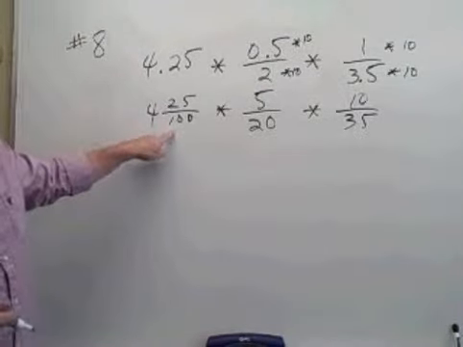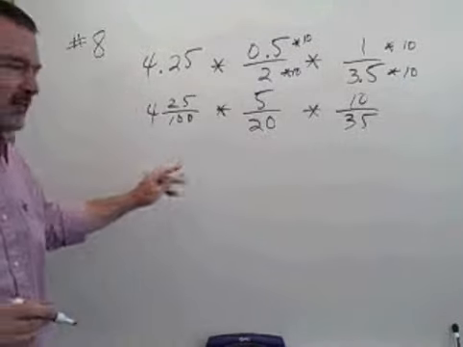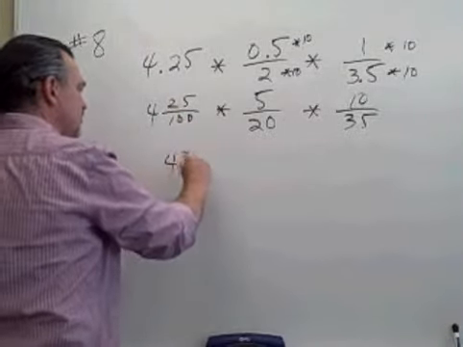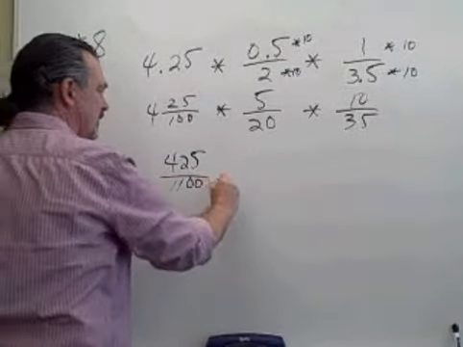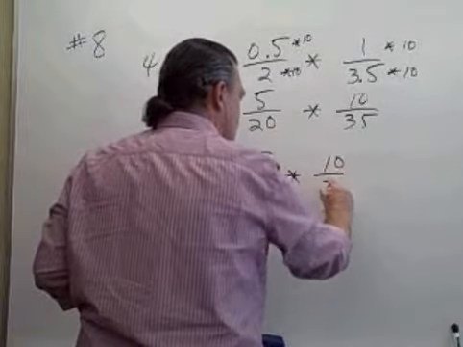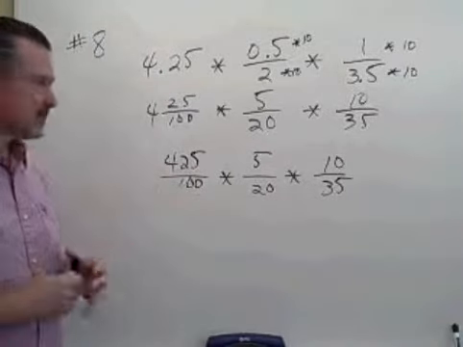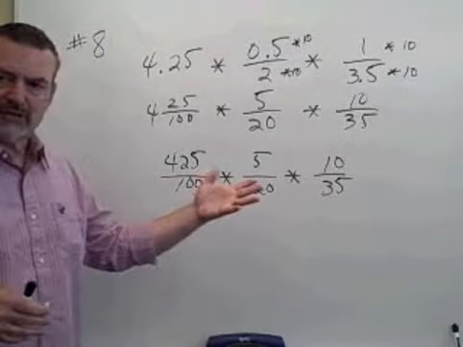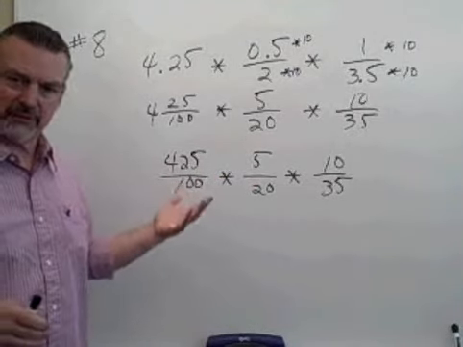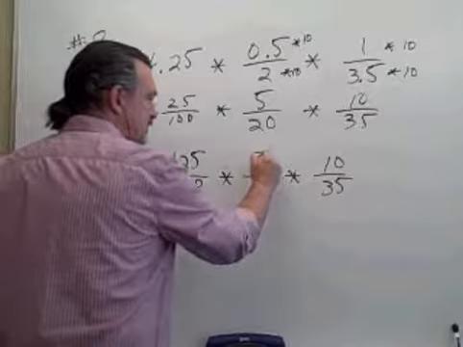And now let's convert this mixed number into an improper fraction so that we have all fractions that we can continue multiplying with. 4 times 100 is 400 plus 25, so this gives me 425 over 100 times 5 over 20 times 10 over 35. And now I will reduce here as much as possible and then multiply what's left to get the fractional form of my answer. Once I have the fractional form of my answer, I will then convert that to its decimal equivalent.